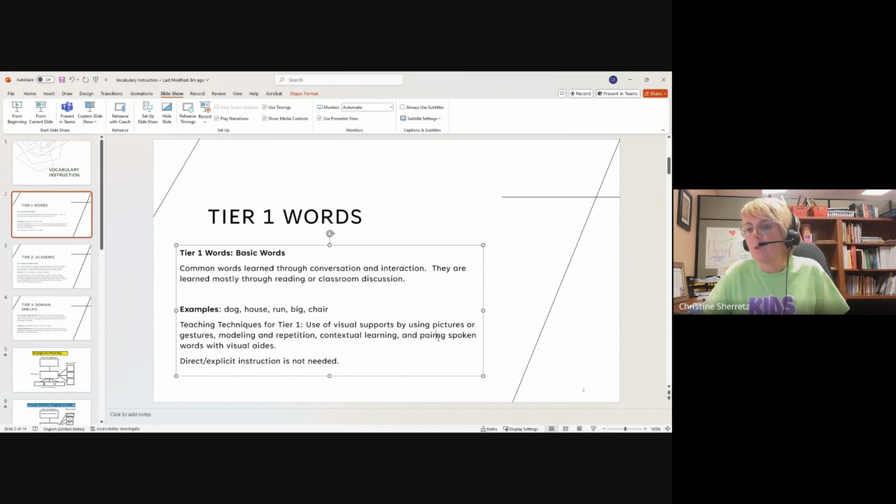So that'll be important. And you don't necessarily need direct, explicit instruction for your tier 1 words because these are words that you can generally teach in context. Now, a lot of your English language learners will not know their tier 1 words. So it's going to be important, because those kids will probably need those tier 1 words. They haven't learned them yet. So that's why those visual supports are so important.